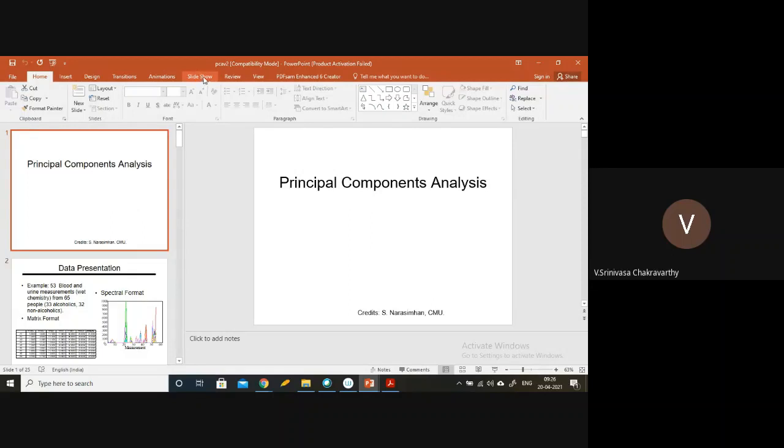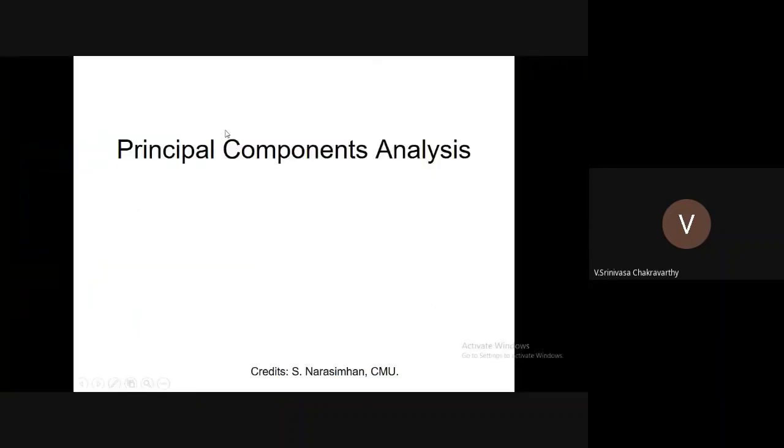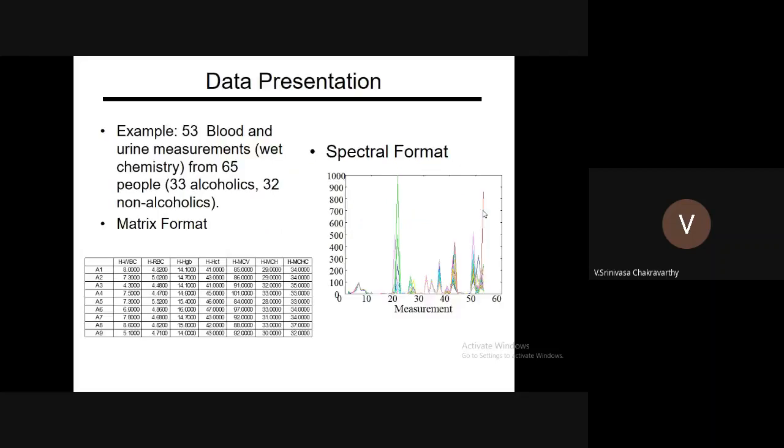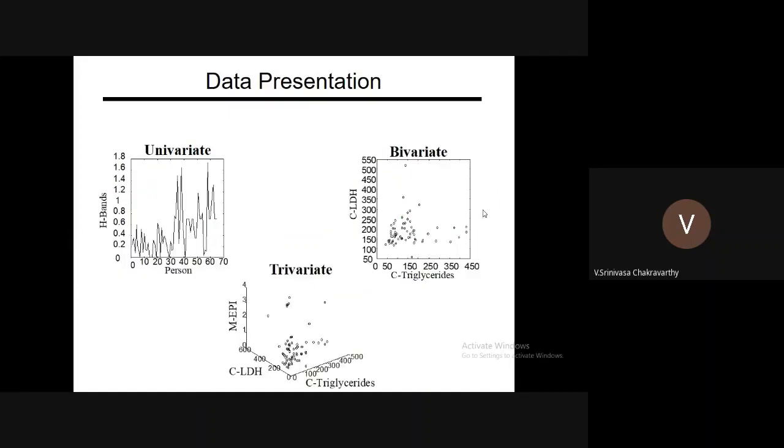So this last topic is called principal component analysis. This is a way of reducing data dimension, a data reduction or dimensionality reduction method. Okay, so let us say you take some real world data and you are trying to build classifiers and things like that. Let's say this has 53 parameters from some blood work, and you can show this as a matrix, right?